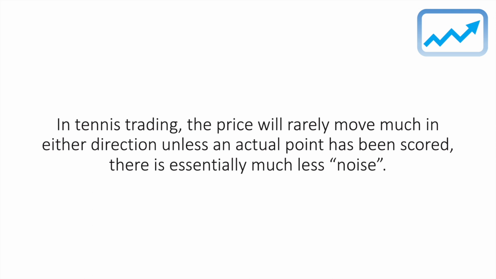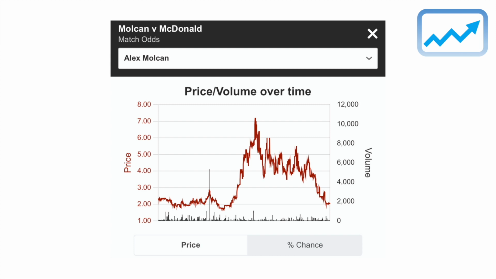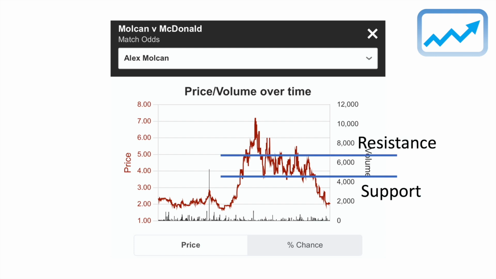So let me now show you an example of support and resistance in tennis trading and explain what affects these support and resistance levels. So in this match between Malkin and McDonald, we can see that there is a pattern of price movement which occurred in the second set. There is a support line at around the 3.8 mark and a resistance line at around the 5.0 mark.